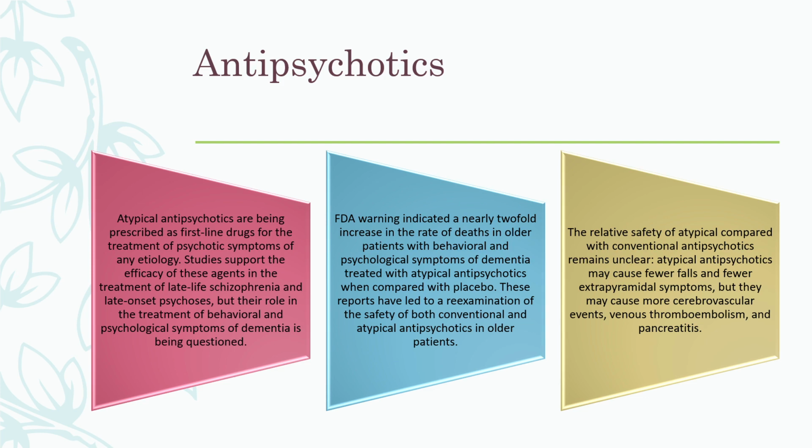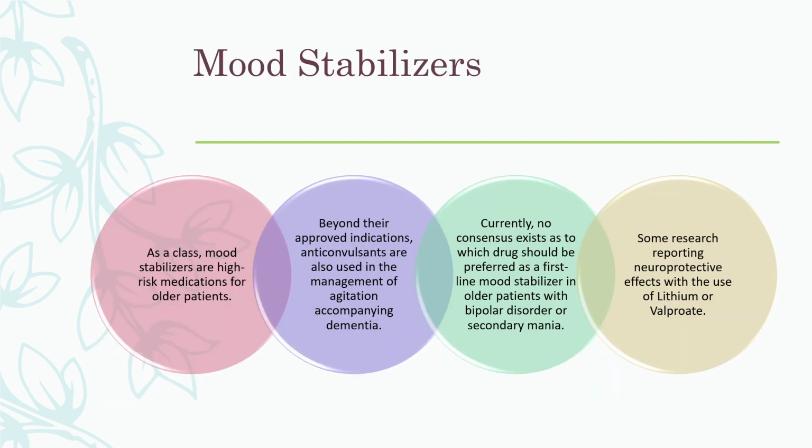Now, although, with atypicals there's less risk for the EPS and those type movement disorders versus the older conventional ones. And they actually may cause a little less likely chance for falls, so that's good. But then with those atypicals, remember they're more risk for metabolic syndrome. So we do have more risk with elderly using atypical antipsychotics for more cerebrovascular events, venous thromboembolisms, and pancreatitis. So we need to still be alert and getting those lab works every now and then, at least every 6 months to once a year, depending on how long and stability of the drug, so we can make sure our patients are okay. Now, mood stabilizers.